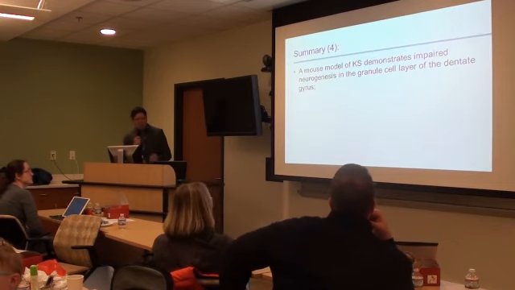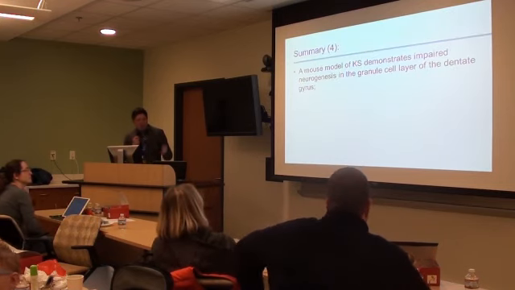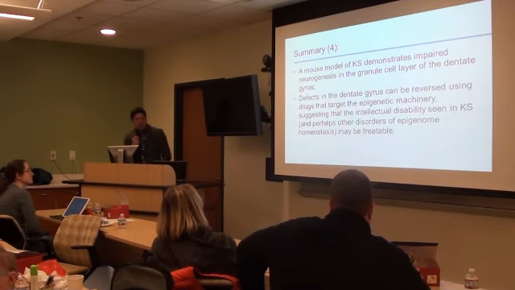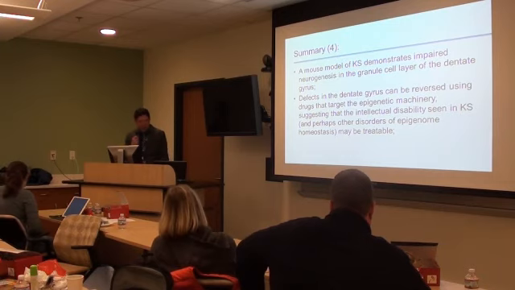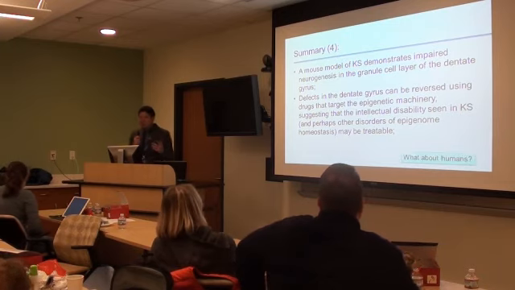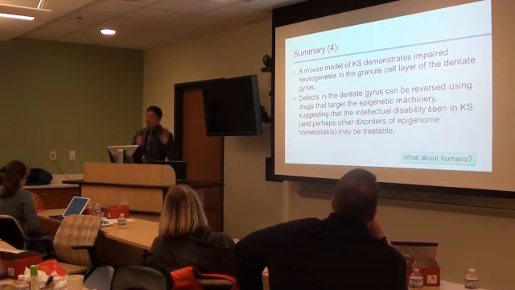So the summary here is a mouse model of Kabuki syndrome has impaired neurogenesis in the granular cell layer of the dentate gyrus, and defects in the dentate gyrus can be reversed using drugs that target the epigenetic deficiency, and that suggests that the intellectual disability in Kabuki syndrome and other related disorders like KAT6A may be treatable in postnatal life. So this is all good and well, but not everything that works in mice works in humans, right?